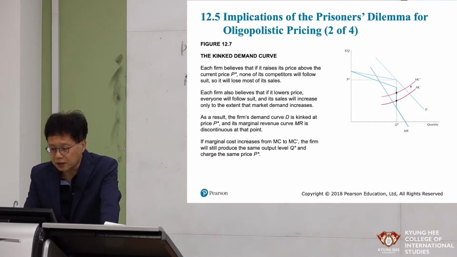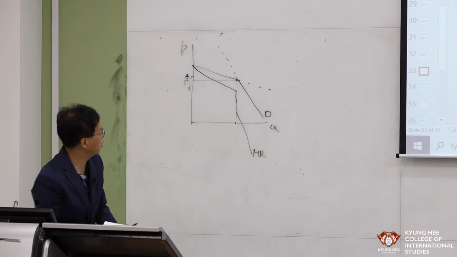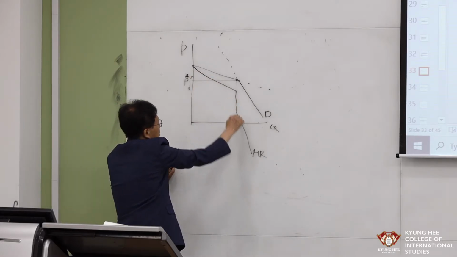Each firm believes that if it raises price above the current price P star, none of its competitors will follow suit, so it will lose most of its sales. Each firm also believes that if it lowers its price, everyone will follow suit, and its sales will increase only to the extent that market demand increases. As a result, the firm's demand curve D is kinked at price P star, and its marginal revenue curve is discontinuous at that point.